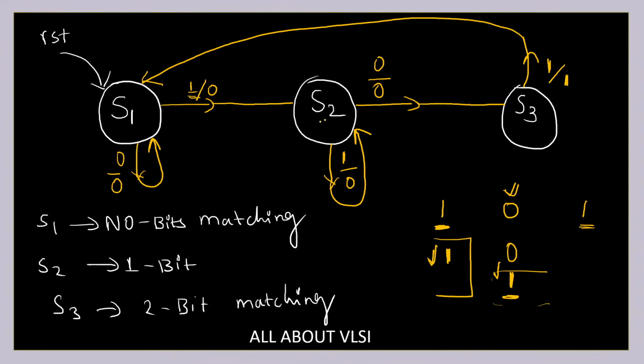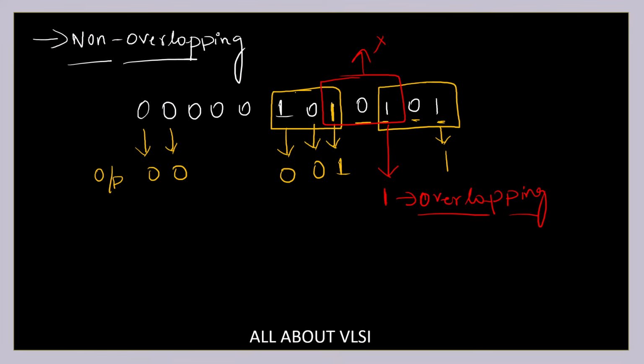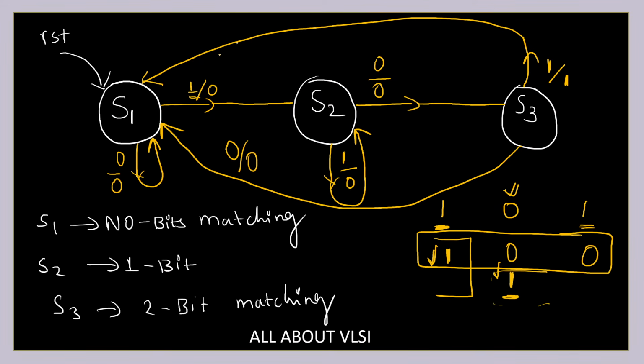And even if you get 0, let's say your last bit is 0, then no sequence is getting matched. That's the reason you're going to the S1 state. This is a very, very confusing and important point. If you get 1, your sequence is getting matched, 1, 0, 1. But since it's non-overlapping, you cannot use this 1 to form any other new sequence. You are simply going to S1.